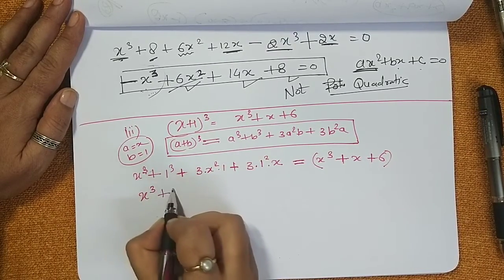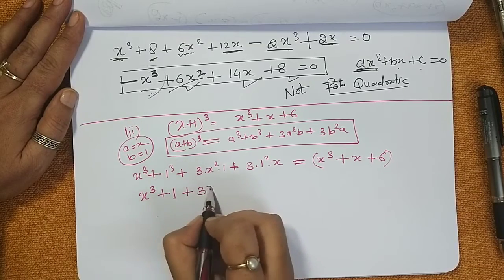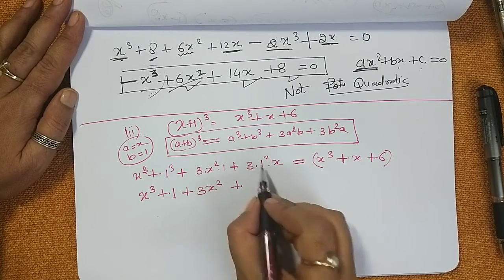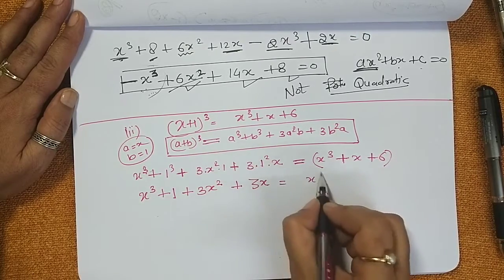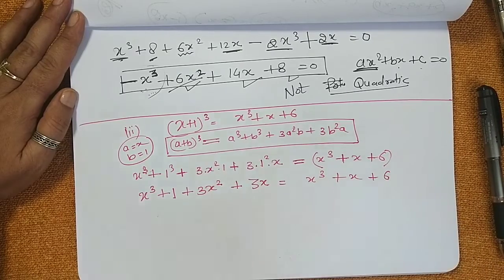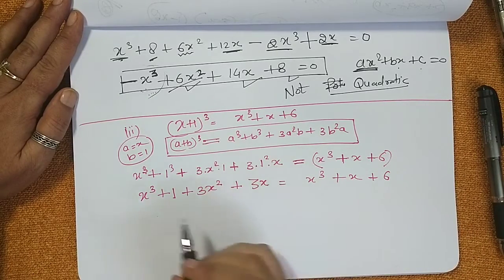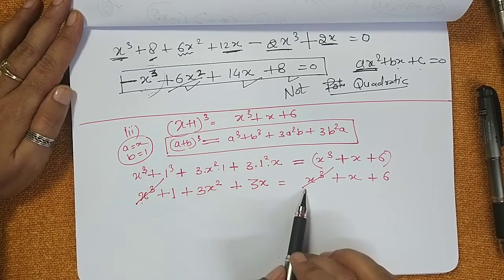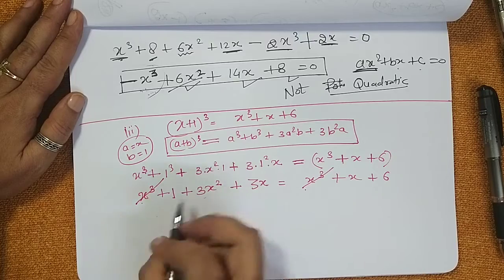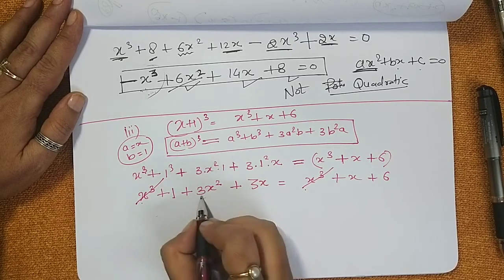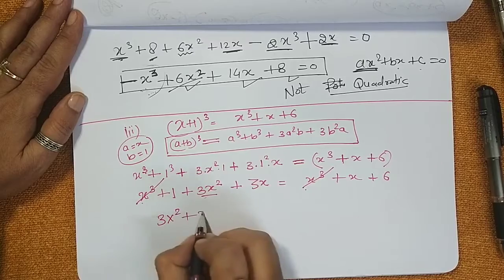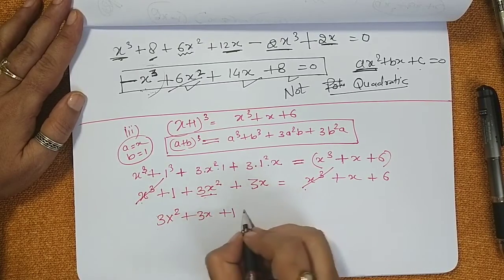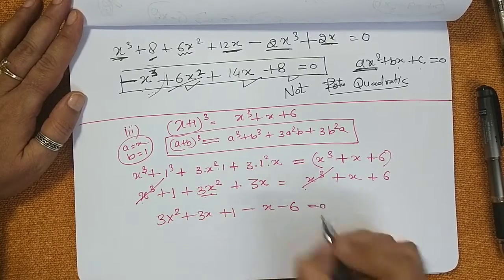So x cube plus 1 plus 3x square, plus 3 into 1 is 3x only, x cube plus x plus 6. Now here we can see x cube is on both sides. So can I cancel it? Yes. Now whatever is left over, I will bring to one side. So I am writing the higher power first: 3x square plus 3x plus 1, this side only, minus x minus 6, equals 0.